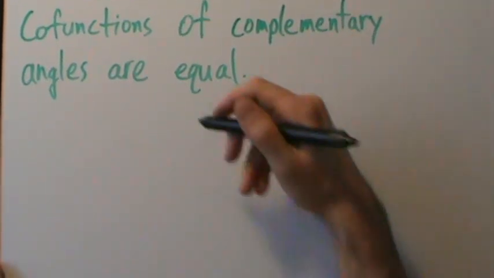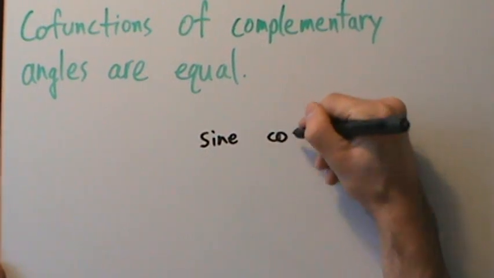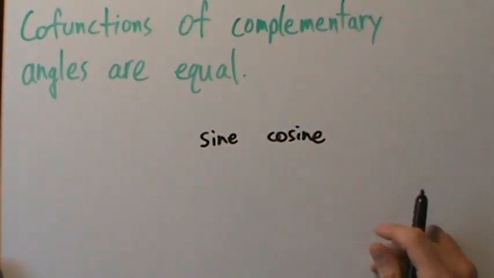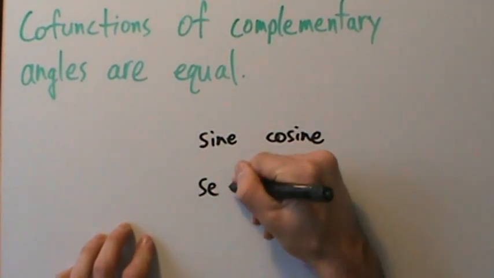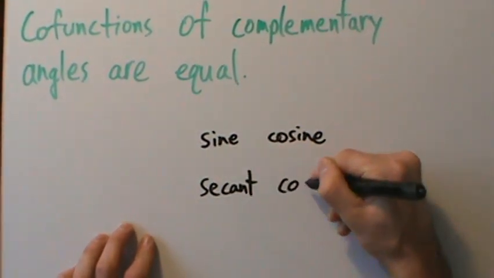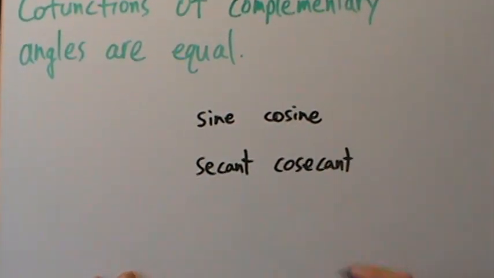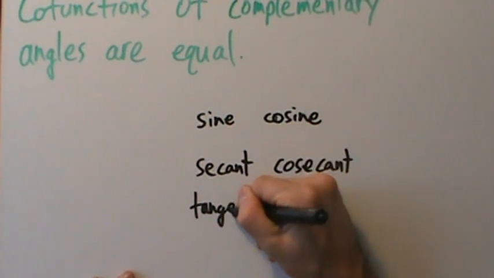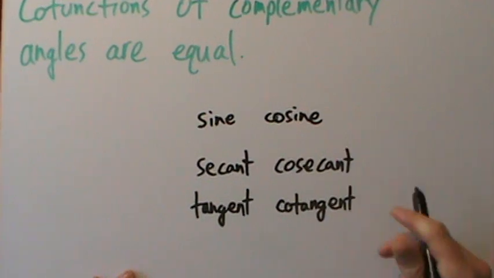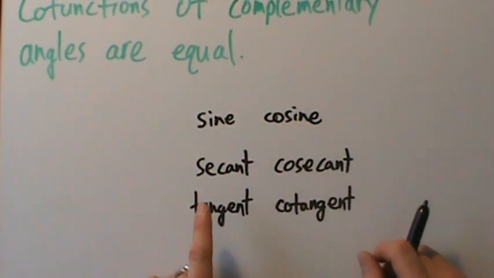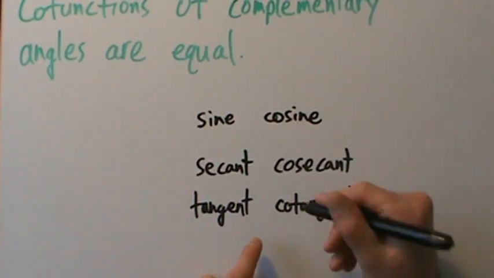So co-functions, there's three co-function pairs. Sine and cosine, that's one co-function pair. We also have secant and cosecant, that's another co-function pair. And then tangent and cotangent. Okay, so sine and cosine is a co-function pair, secant and cosecant is another co-function pair, and tangent and cotangent is a third co-function pair.